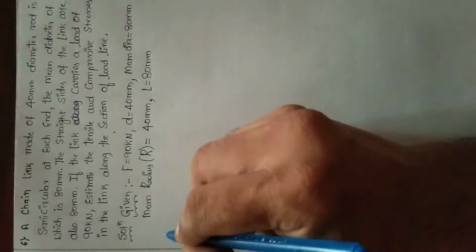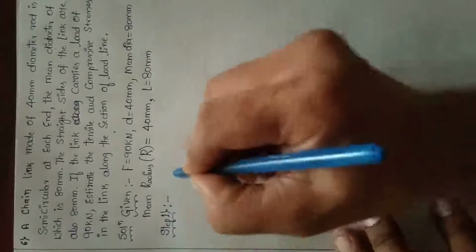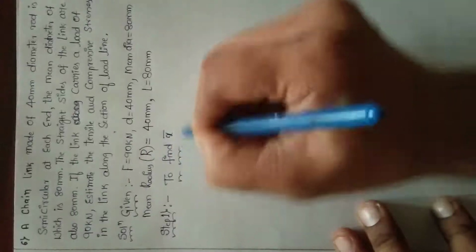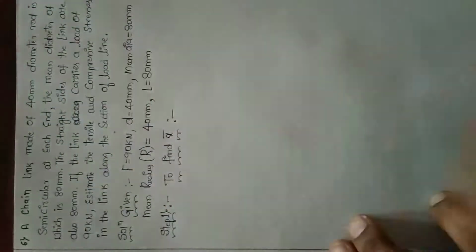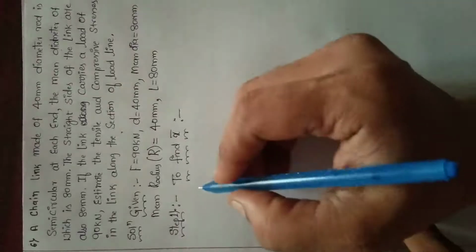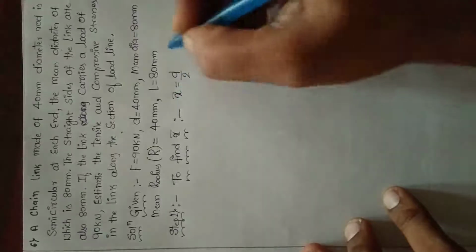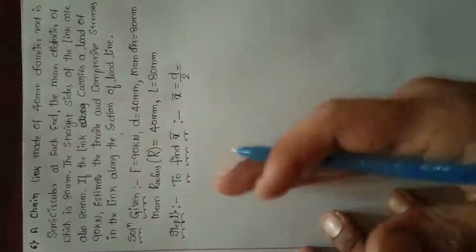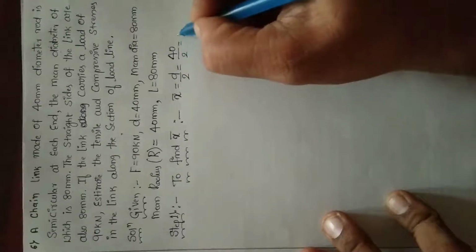We shall start. What is the first step? Step 1, to find x dash. Here it is a circular section of diameter d, so I can easily find x dash. x dash is d by 2. x dash is the centroidal axis distance. For a circle it is half of that, so d by 2, 40 by 2, is 20 mm.